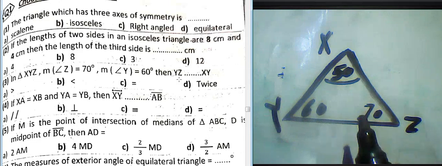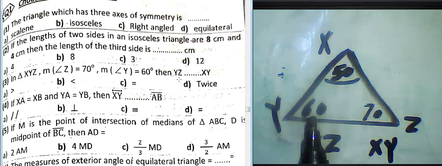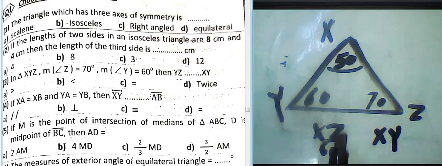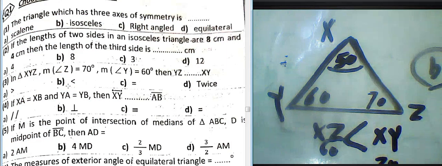So we want to find the relation between what? XZ and XY. We have different lengths here. Which is more? XZ is opposite the 60 degree angle, and XY is opposite the angle of 70 degrees. So XZ must be less than XY. We must choose less than, letter B about this question. Letter B. You must choose letter B.